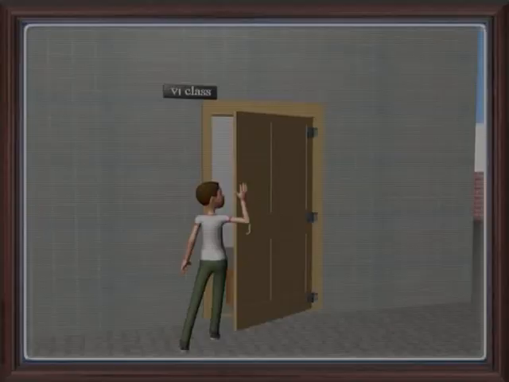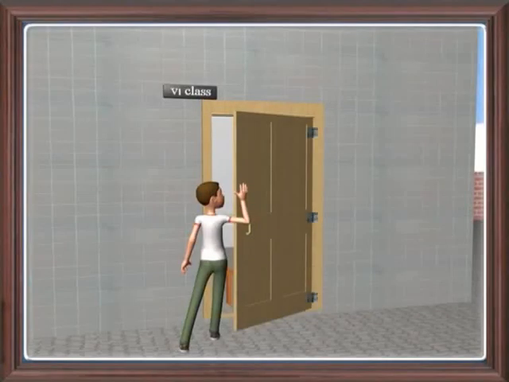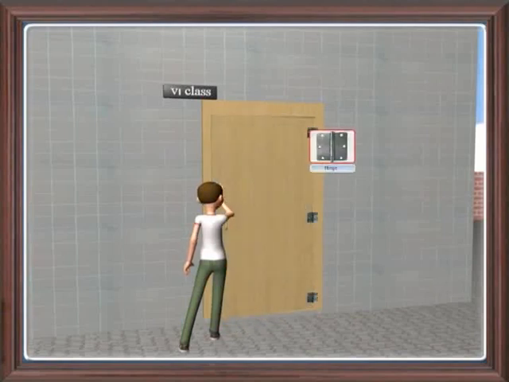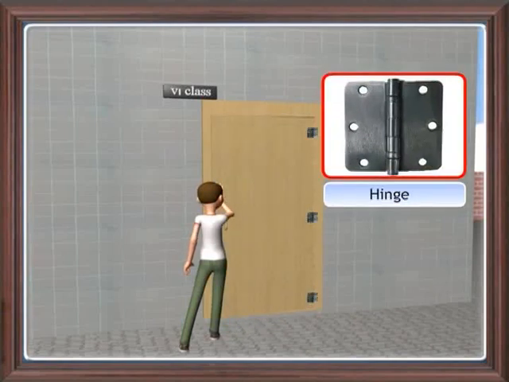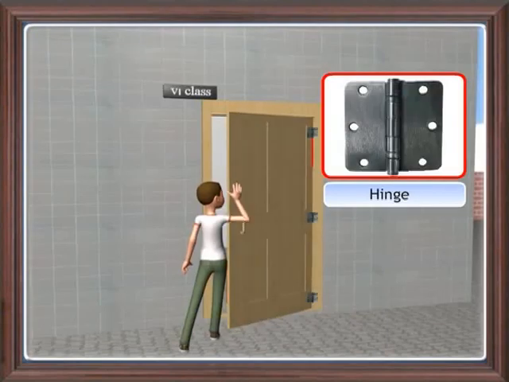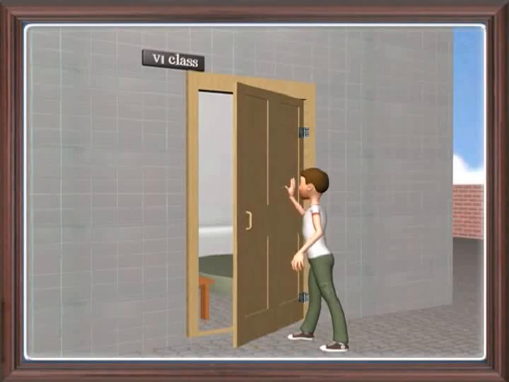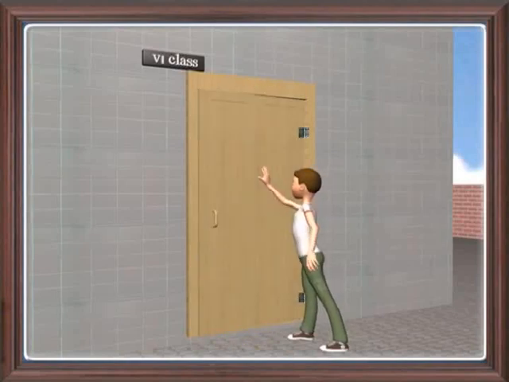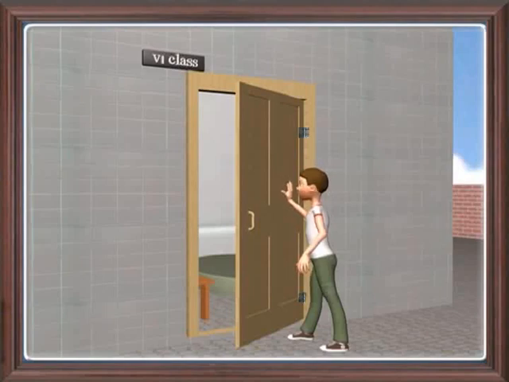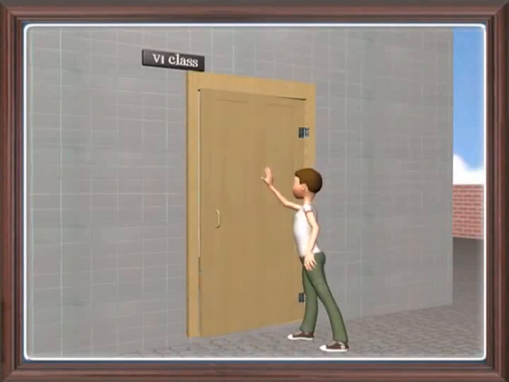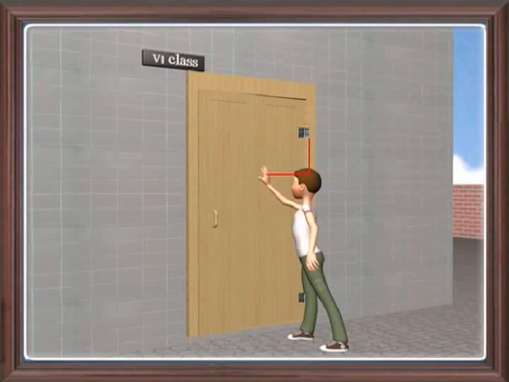Let us apply this moment of force or torque on this door for our better understanding. When we push the door at its outermost edge, that is at the handle, the door rotates about the hinge. In performing this act, we applied a force at a distance perpendicular from the hinge of the door. Watch what happens when we try to push the door at a shorter distance from the hinge. We have to apply more force to close the door. So, when we move closer to the hinge, we have to apply greater force to close the door.